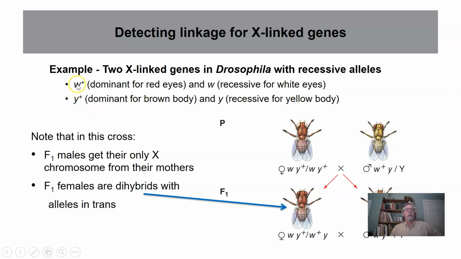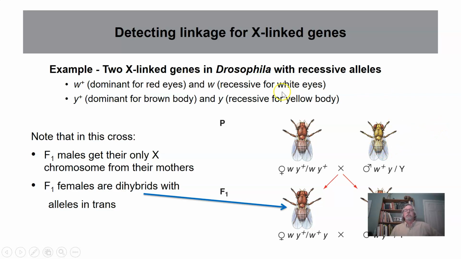The w gene is one X-linked gene. The other gene, also X-linked, is the yellow gene, symbolized by y. There's a dominant wild-type allele, y superscript plus, that gives brown body. And there's a recessive null allele that gives yellow body. Here's the brown body phenotype. Here is the yellow body phenotype.